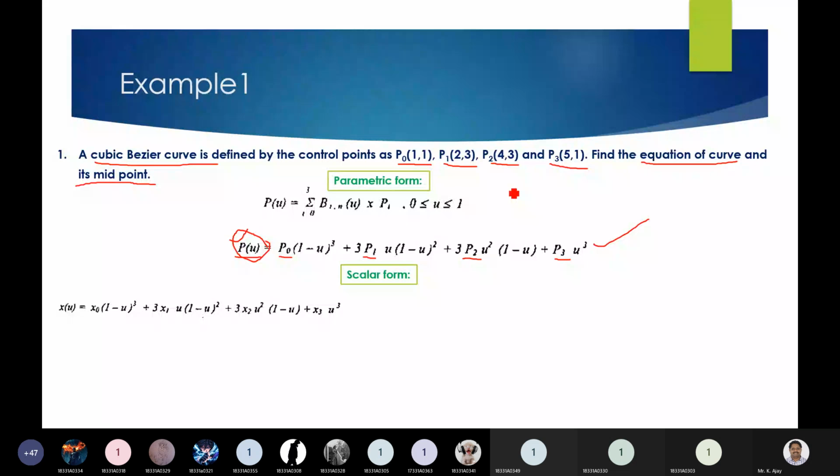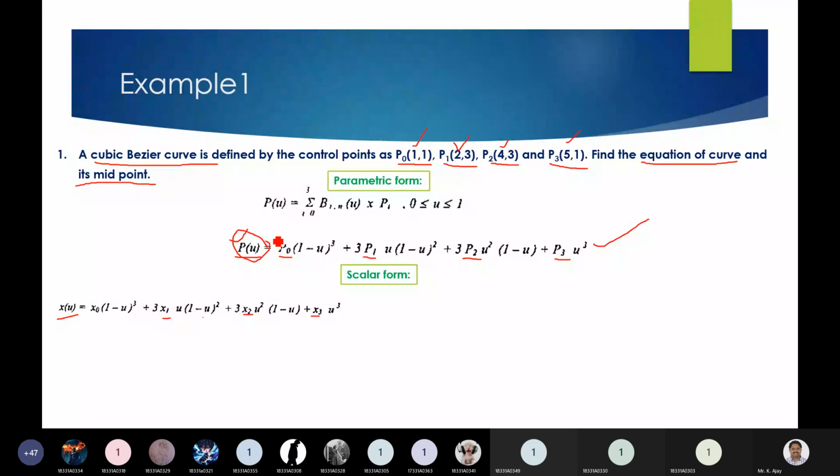The scalar form also comes from the parametric form only. The only thing is all the P's would be replaced with the x's, or with the y's or the z's separately. So x of u will become x0 into (1 minus u), P1 will become x1, and so on. Now substitute all these x values: x0 is equal to 1, x1 is equal to 2, then 4 and 5.